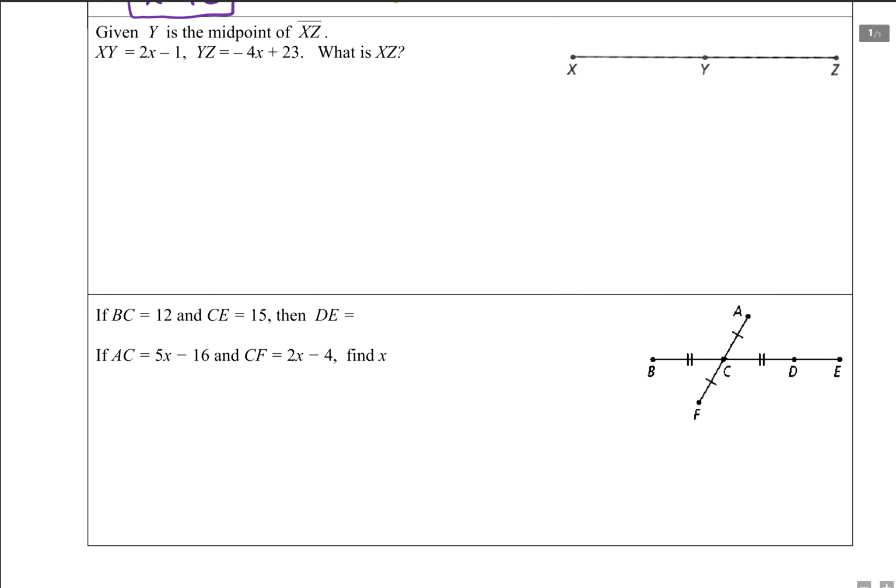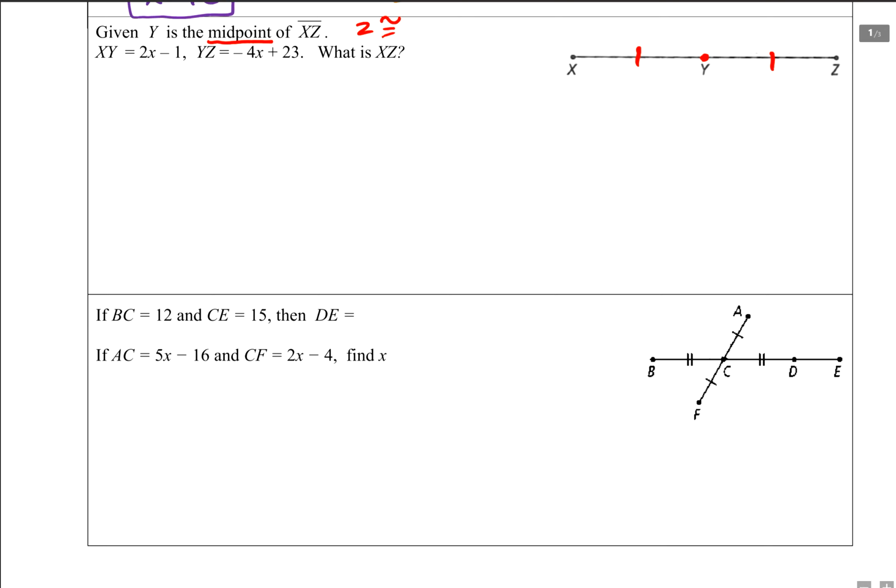Oh, I see an important word here to us. Given Y is the midpoint, I immediately know I've got two congruent somethings. So let's see. Let's find Y. Y is the midpoint of segment XZ. So it's this whole thing. I immediately, once I read midpoint, mark those segments congruent, because that is what midpoint means. Two congruent pieces.